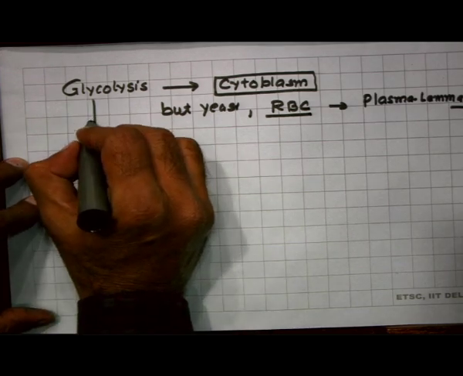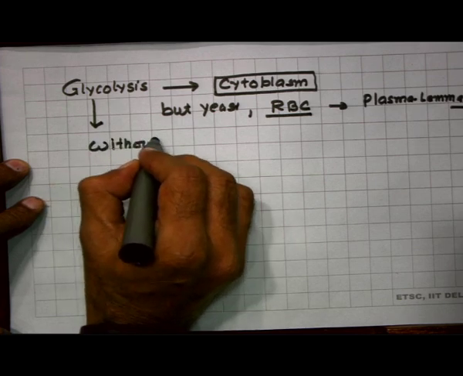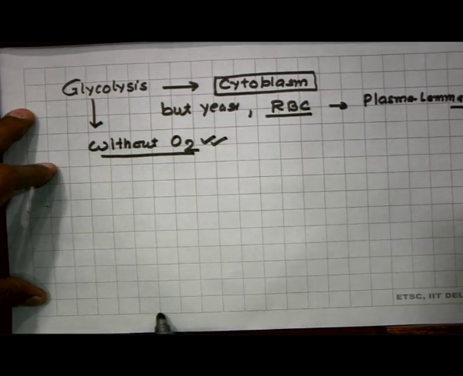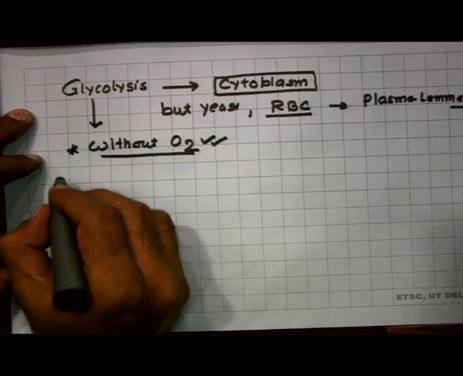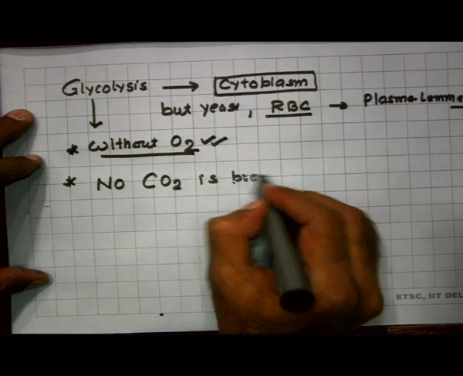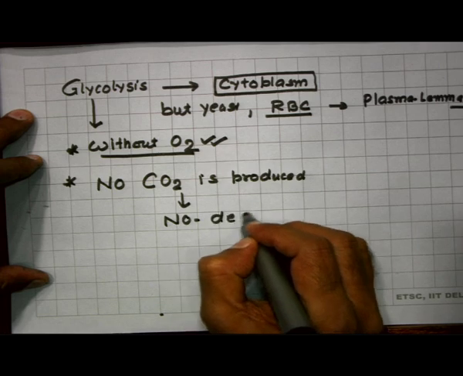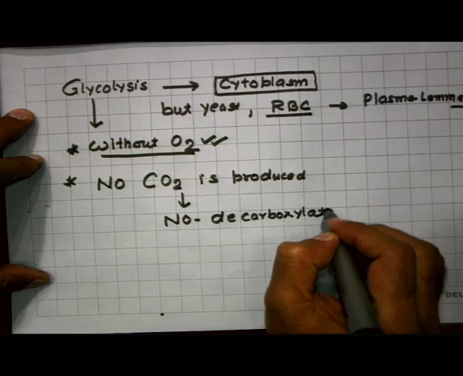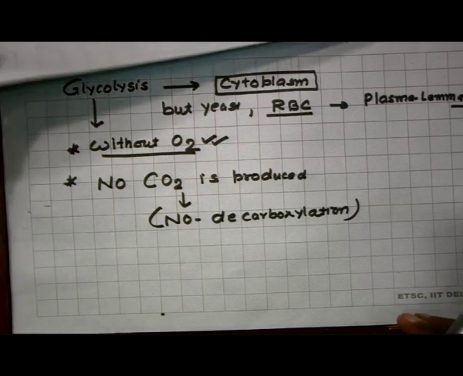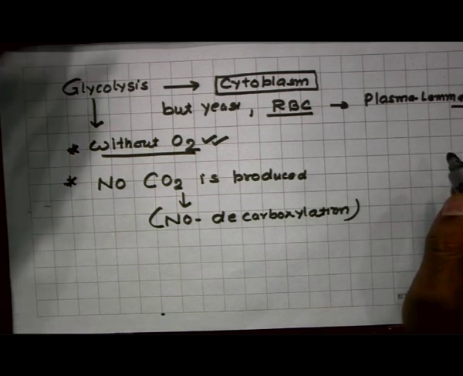It is the process which takes place without oxygen. In the entire steps of glycolysis, we will find that there is no use of oxygen. And the second thing is, no carbon dioxide is produced. So, there is no decarboxylation. No decarboxylation process takes place in glycolysis. It takes place mainly in the cytoplasm, and all the anaerobic organisms have ATP in this form.